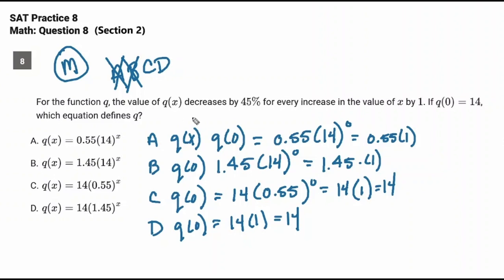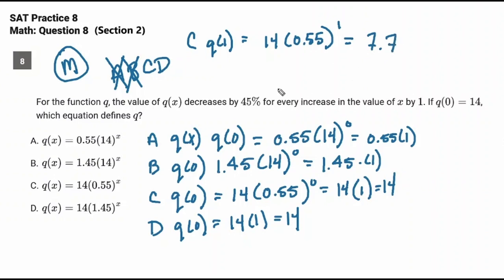It says Q of x decreases by 45% when I increase x by 1. Well, Q of 0, what do you think increasing x by 1 is? I'm going to do Q of 1. And I'm just going to repeat it for C. So what is it? 14 times 0.55 to the what? Follow the directions. 1. So that's 14 times 0.55. Use your calculator. You get 7.7.